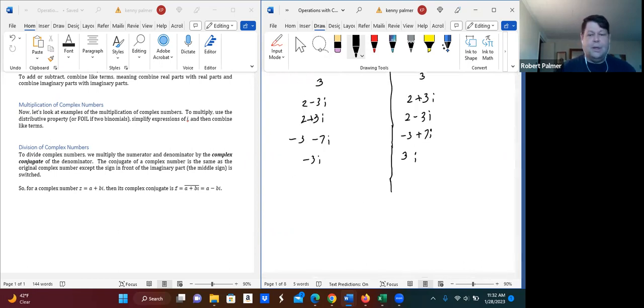Okay. That kind of gives you a feel for how complex conjugates work. Now we'll see why this works in a moment. Let's take a look at some examples of division.